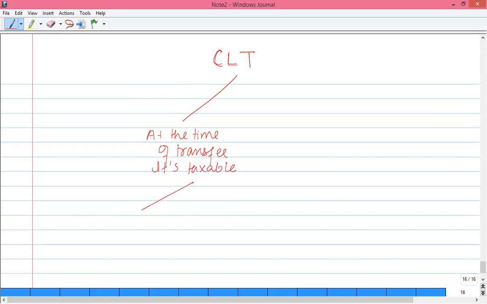Now let's discuss what is CLT. If the gift constitutes CLT, then at the time of transfer, it's partially taxable, and tax is to be paid by either donor or donee. It is the responsibility primarily of donor to pay tax, but you have to check in the question whether the taxable person is donor or the donee.